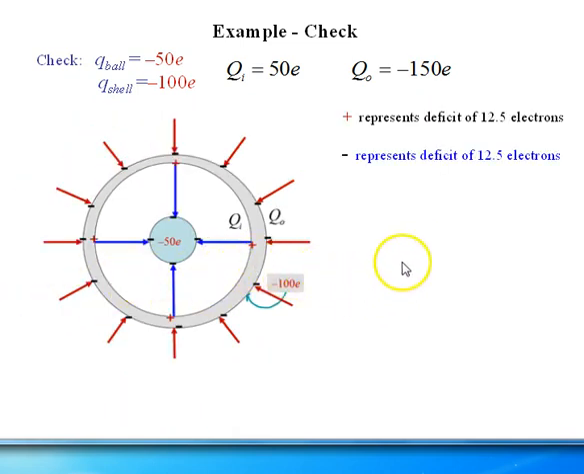It looks like I have drawn it here. So the positive represents a deficit of 12 and a half electrons. You can't have half an electron, but that's what we did. The negative represents an excess, that should say excess, of 12 and a half electrons.